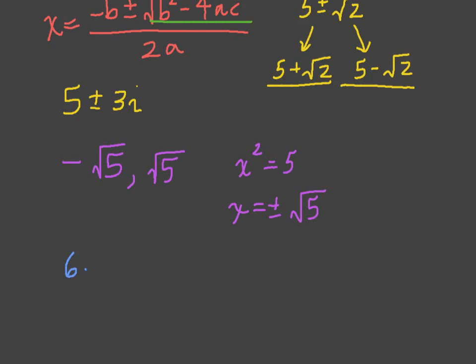Okay, so let's say you have a zero of 6 minus 2i. Its partner, the complex conjugate, would be 6 plus 2i. Notice I didn't change the sign on the 6. I don't change these terms. I just changed the sign in the middle.